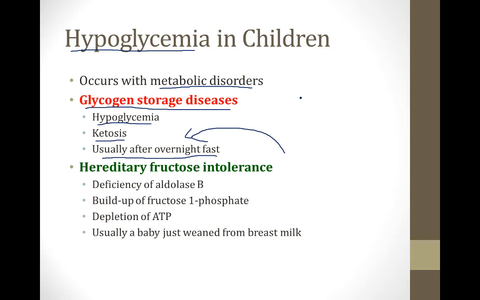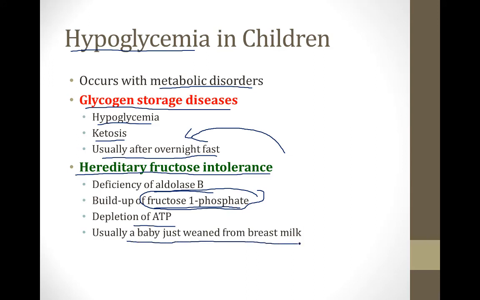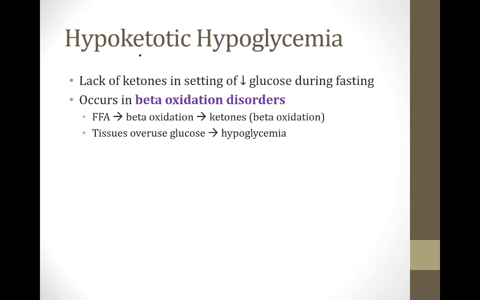Another reason children can develop hypoglycemia is if they have a hereditary fructose intolerance. I talk about this disorder in the module on fructose and galactose. These children have a deficiency of an enzyme called aldolase B, and they build up fructose 1 phosphate, and this ties up all the phosphate in the form of this molecule, and they don't have enough phosphate to generate ATP. These children develop a number of symptoms, including hypoglycemia, and it usually happens in a baby who is just weaned from breast milk and begins consuming fructose.